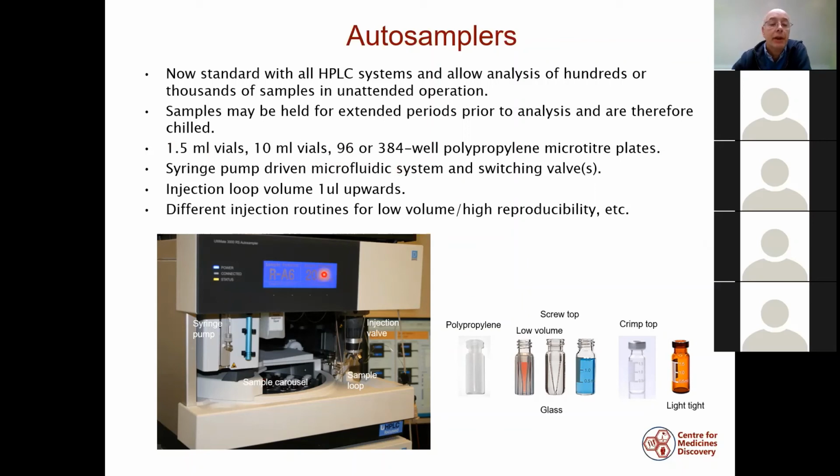So you have here a syringe pump, and the purpose of the syringe pump is to operate the autosampler to fill the injection needle and to fill the injection loop. The injection loop can be any size from 1 microliter upwards, and these autosamplers also come with different injection routines, depending on what you want to do. If you want to inject a very small volume, or if you want very high reproducibility for quantitation, there are different injection routines.